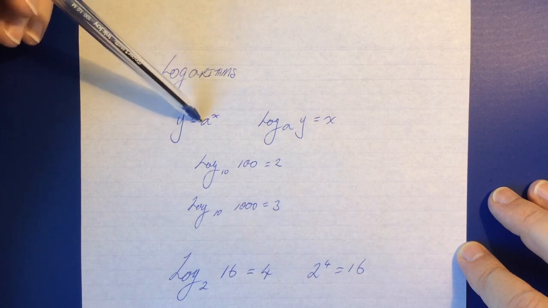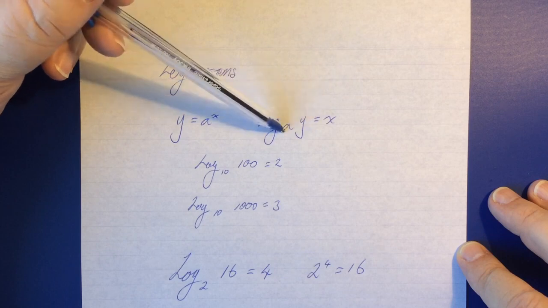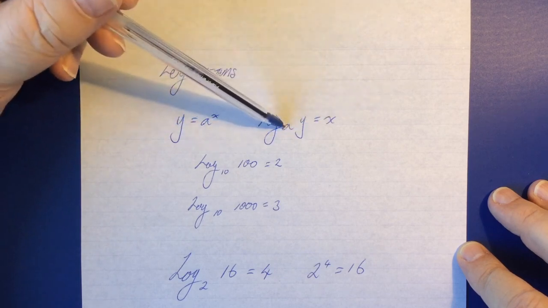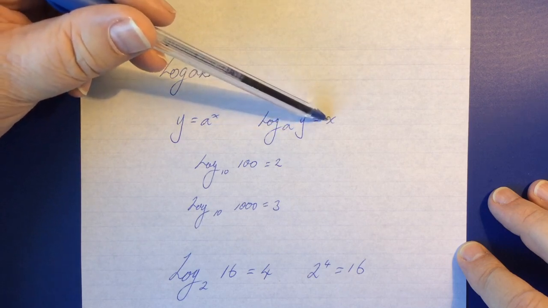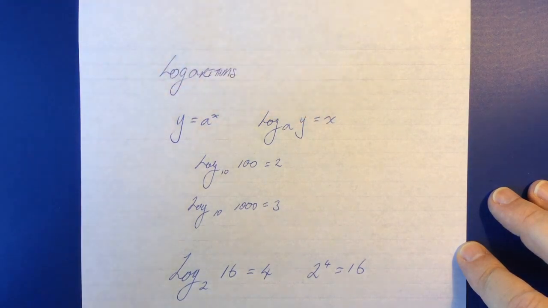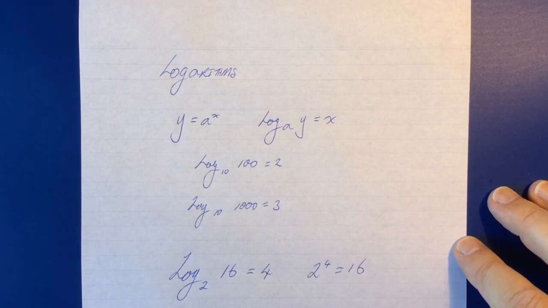So y is equal to a to the x. So log in base a of a particular number is x. Okay, so it's just a rearrangement, a rewriting. There is more to it than that, but that's a good place to start.